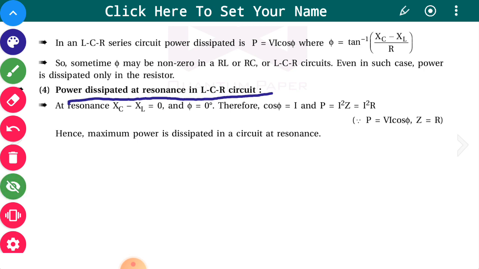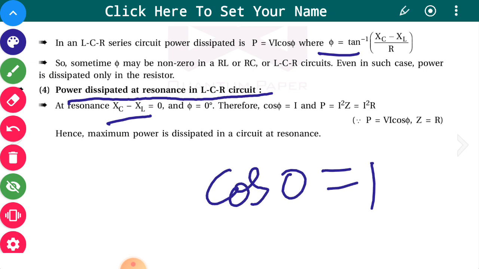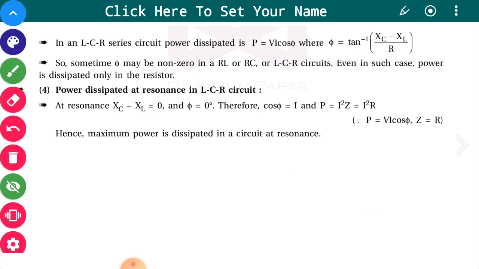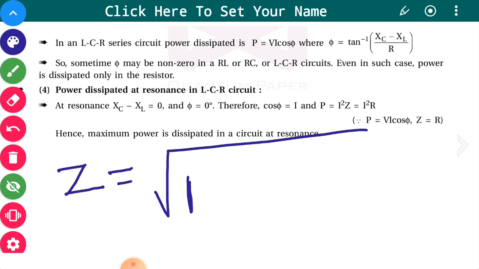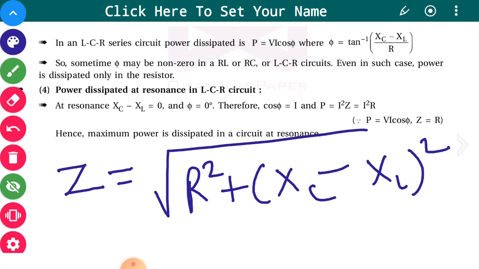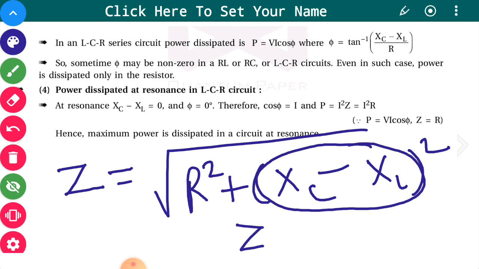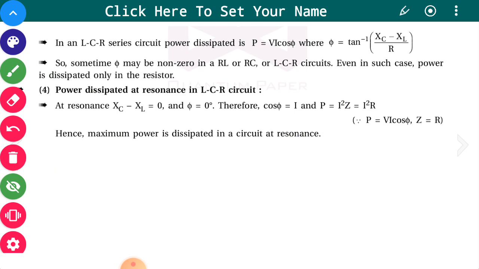Power dissipated at resonance. Whenever there is resonance, XC minus XL is 0, so phi will be equal to 0, and cos 0 is equal to 1, so power is equal to I square Z, or instead of Z there will be only R. Because we know that Z is equal to under root of R square plus (XC minus XL) the whole square, and if both values are the same, XC is equal to XL, then Z is equal to R. So instead of Z we can have R, so power dissipated will be equal to I square R. Hence maximum power is dissipated in the circuit at the time of resonance.